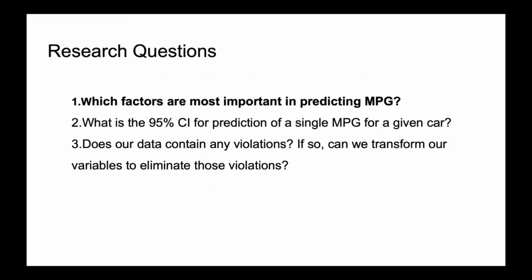So our research questions are: which factors are most important in predicting miles per gallon? What is the 95% confidence interval for prediction of a single miles per gallon for a given car? And if our data contains any violations, what transformations can we do to possibly eliminate those?